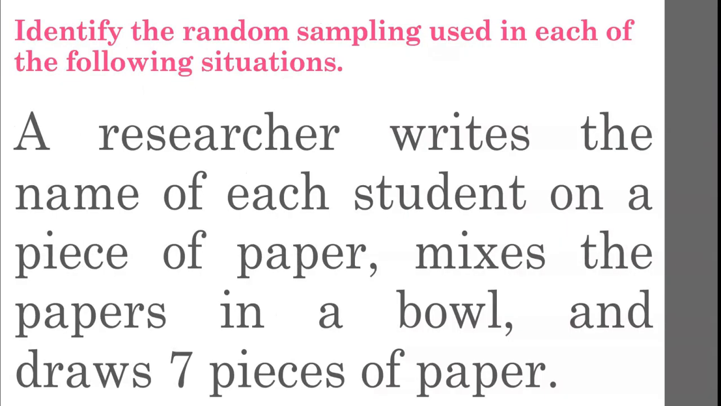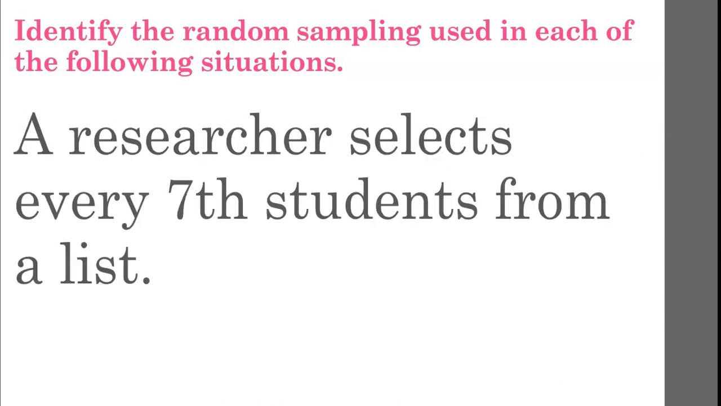Now let's try and identify the random sampling used in each of the following situations. A researcher writes the name of each student on a piece of paper, mixes the papers in a bowl, and draws 7 pieces of paper. This situation represents simple random sampling because the samples are randomly picked using the lottery method.